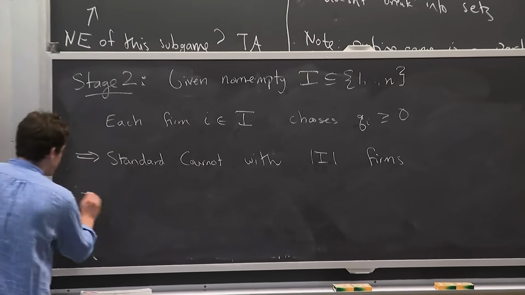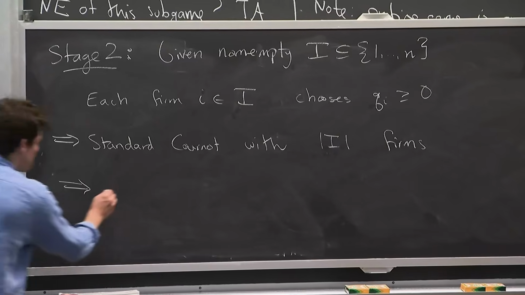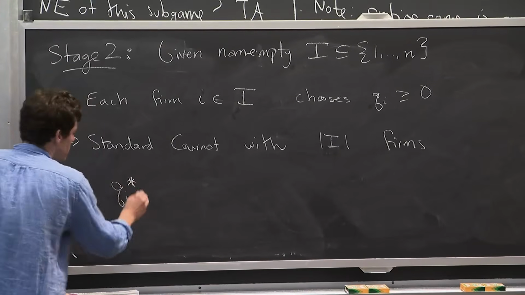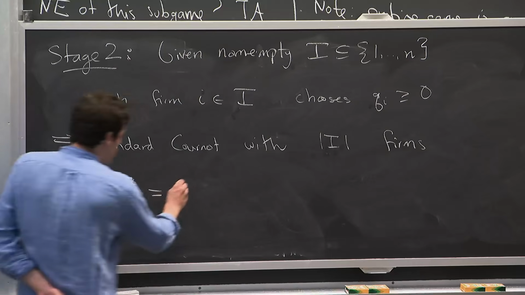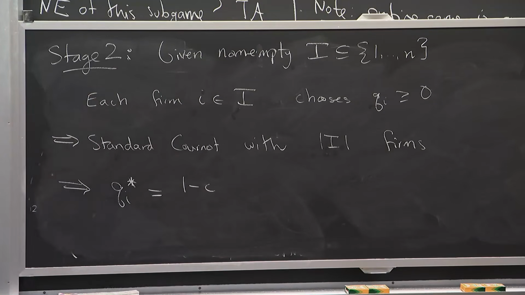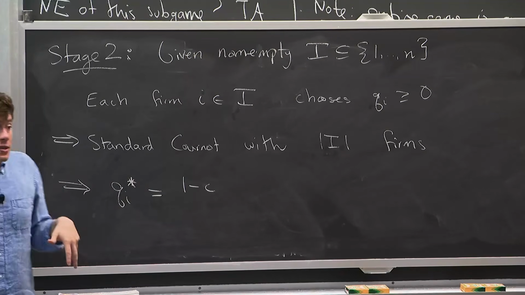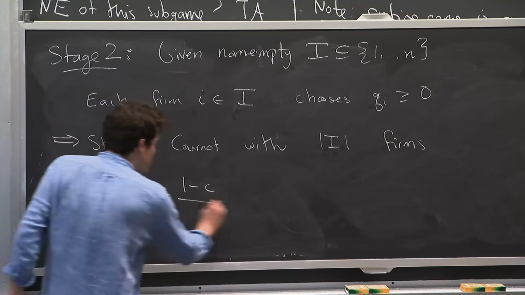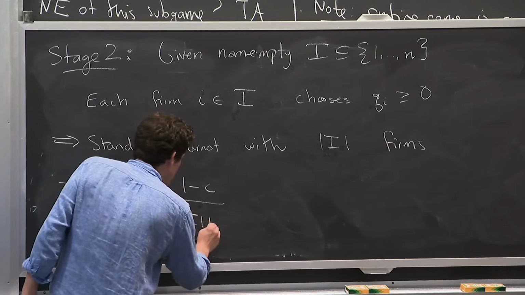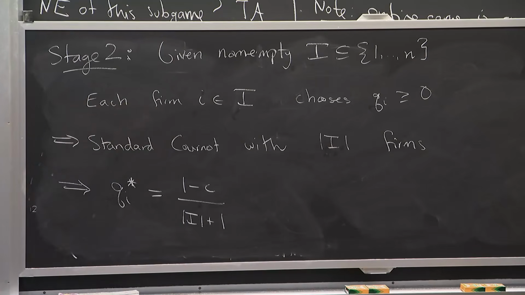And what is the solution of this? Does anyone recall what Qi star is going to be? Does anyone remember? This is, I think, for tests, a good kind of thing to know. Well, we have 1 minus c on the top, because the more costly it is to produce, the less each firm produces. And on the bottom, well, the more firms there are, the less we produce. We know a monopolist produces 1 minus c over 2. So if we expand that pattern, we're going to get the number of firms plus 1.